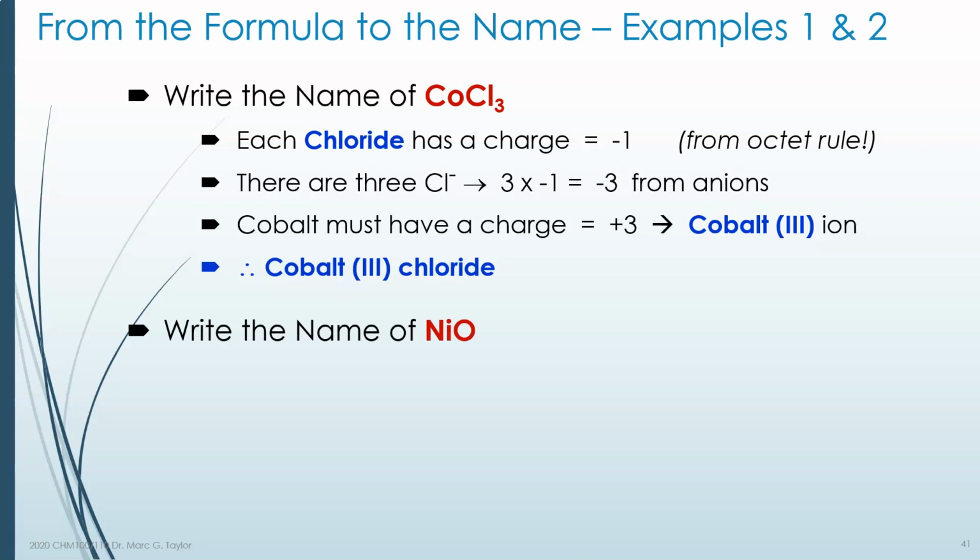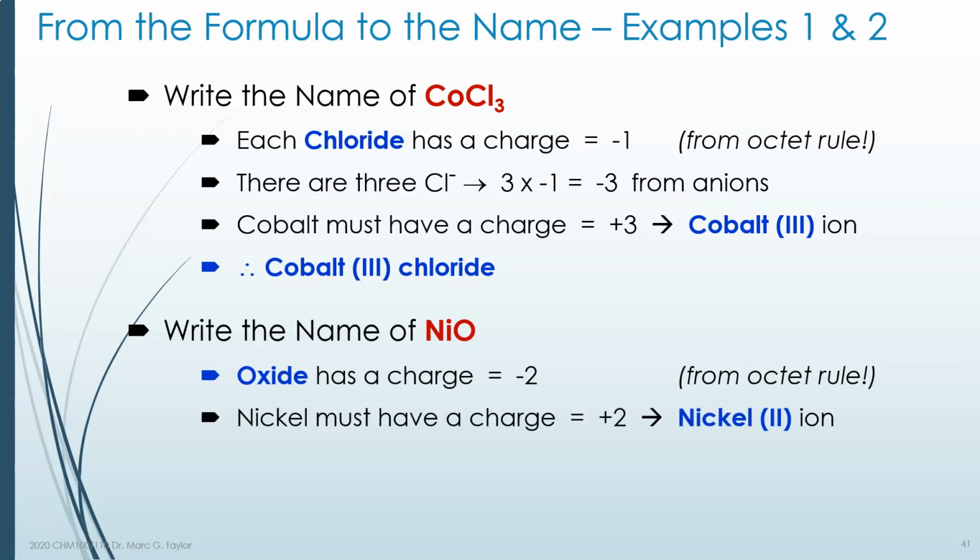NiO. We know it's nickel, but which nickel? And we know it's oxide. So we already know the oxide has a -2 charge, and there's only 1. How do we know there's only 1? Because if there's no number, we assume the number is 1. So we have a total of -2 charges. That means the nickel must have a total of +2. So the oxygen would be oxide. The nickel is nickel-2. Therefore, you put those together. Always name the cation first. Nickel-2 oxide.